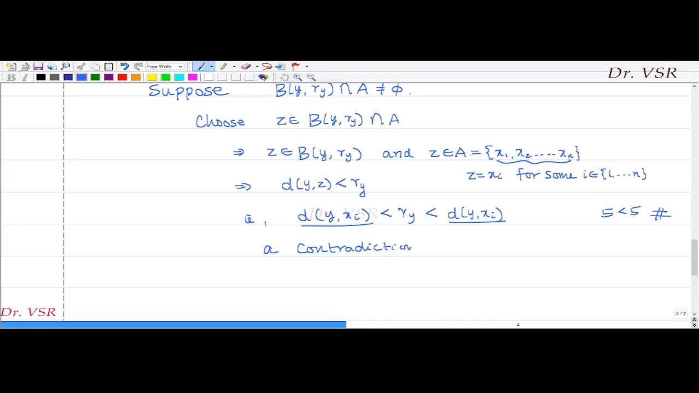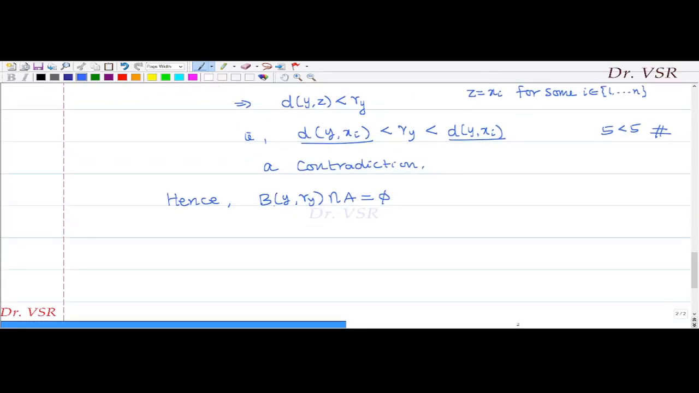Okay, so the contradiction எங்க இருந்தது? ஏதோ இடத்துல தப்பா அசியூம் பண்ணிருக்கோம், இந்த இடத்துல தப்பா அசியூம் பண்ணிருக்கோம். Hence we have that the ball with the center y, radius r suffix y, intersection with capital A is equal to empty. இது empty ஆக இருந்தா என்ன தெரியும் அப்படின்னா, this implies that the ball with the center y, radius r suffix y, is contained in your capital A complement.